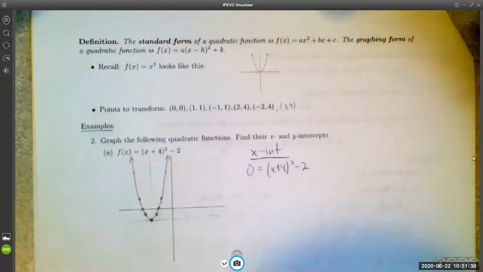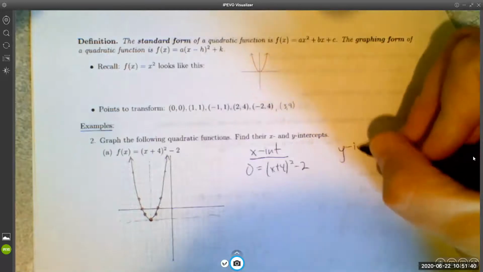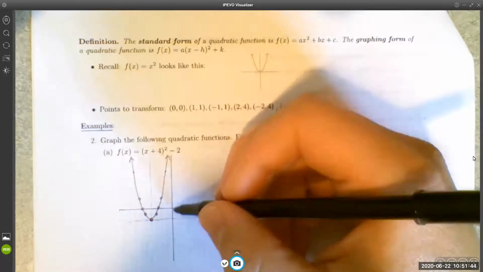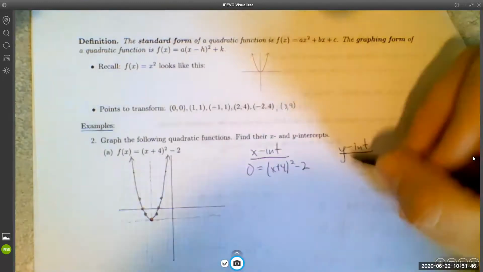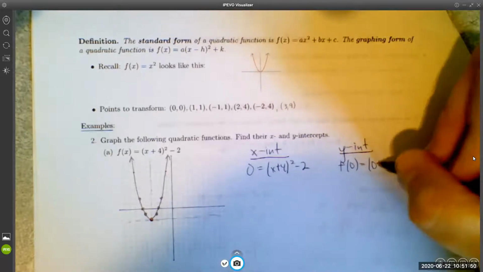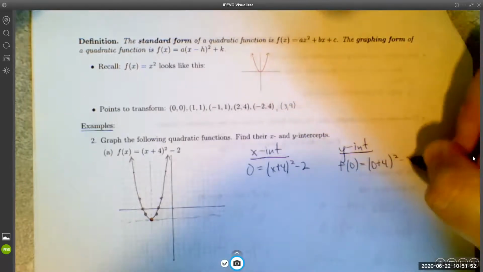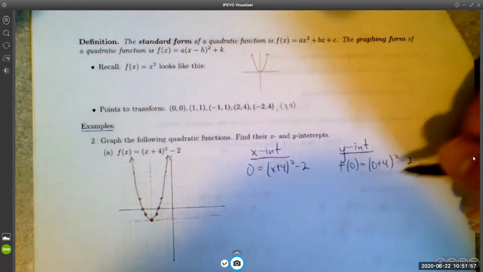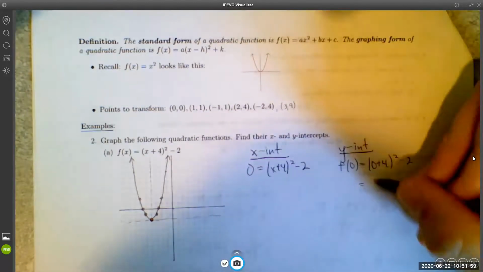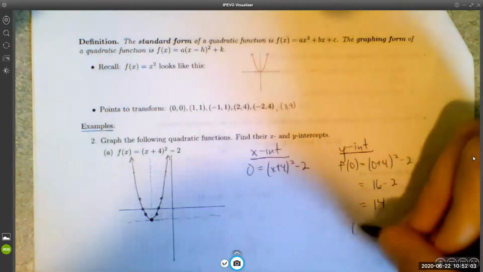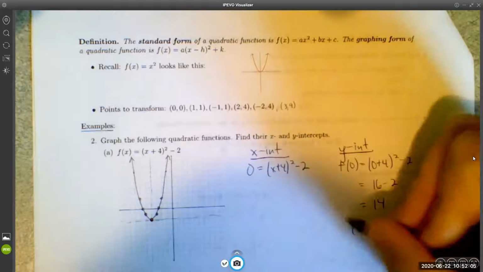And then same thing with the y-intercept. If I want to find the y-intercept, the graph is going to cross the y-axis whenever x is 0. So I set x equal to 0. So the y-intercept is f of 0, right? I'll do the y-intercept first because it's easier. 16 minus 2 is 14. So the y-intercept is the point (0, 14).